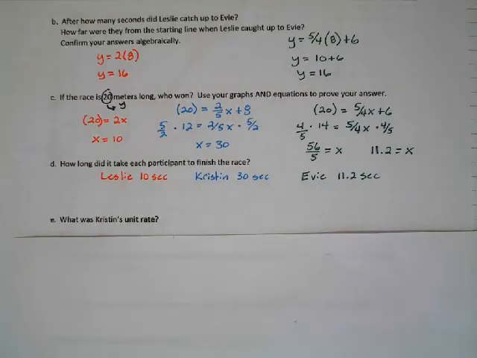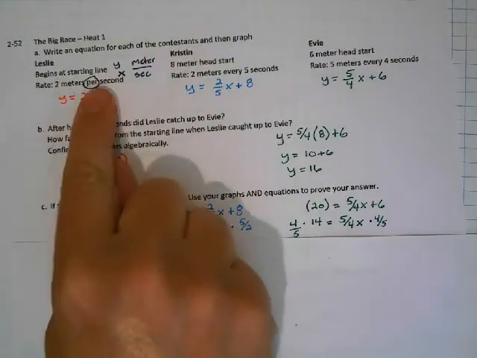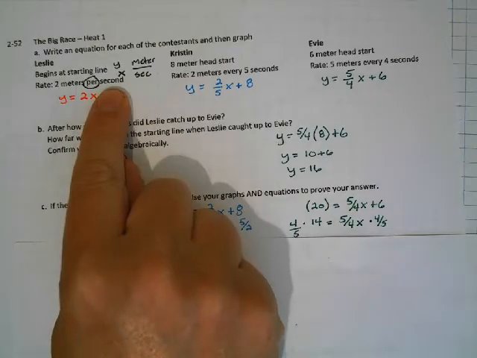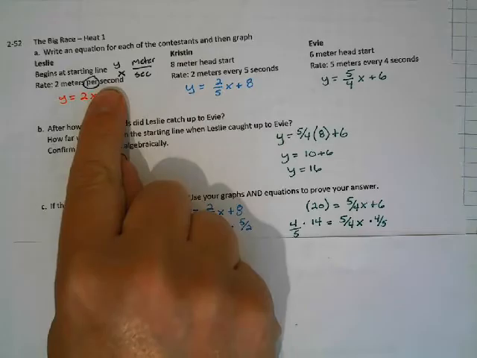All right, last thing we want to talk about is something called a unit rate. A unit rate is when our denominator is 1. So in this instance, we want to know how many meters for every 1 second. Well, we already have Leslie's in 1 second. She's 2 meters per second. So we would call that a unit rate because she's going 2 meters every 1 second.